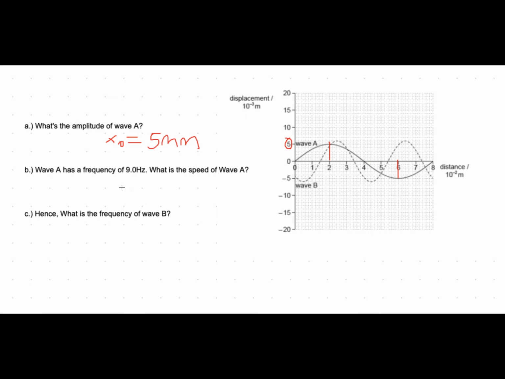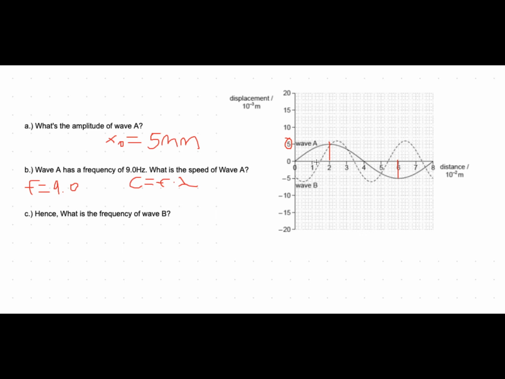Next, wave A has a frequency of 9 Hertz. What is the speed of wave A? Let's first write down our given, which is frequency is equal to 9 Hertz. We want to find the speed, and we're recalling the equation of speed of a wave, that c is equal to the frequency times the wavelength.